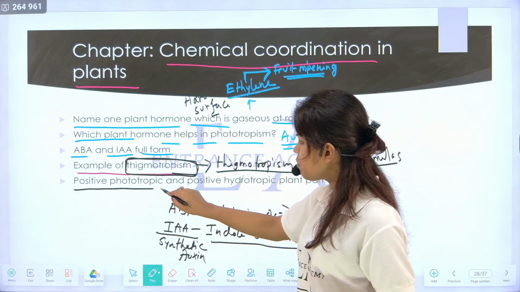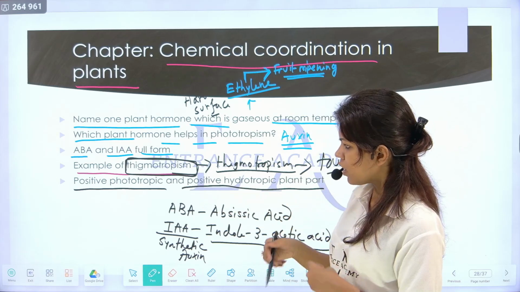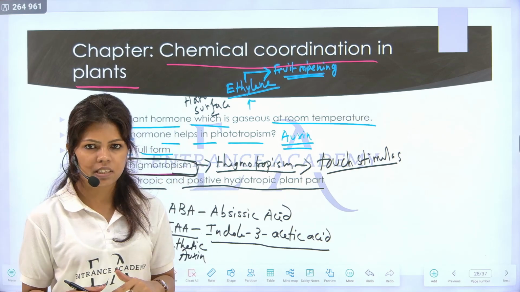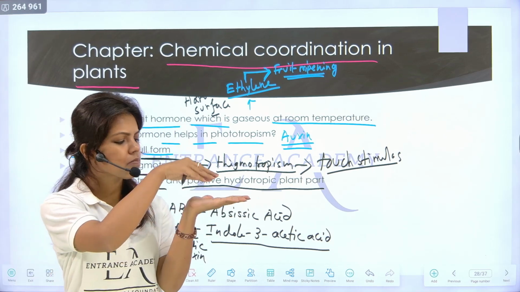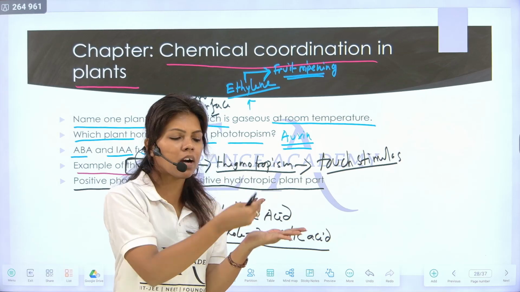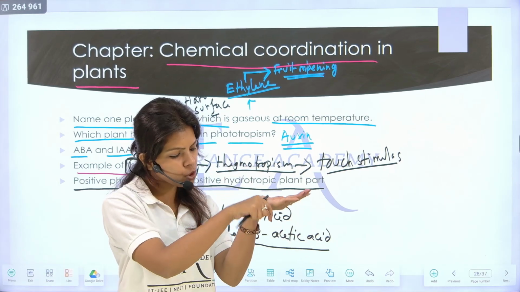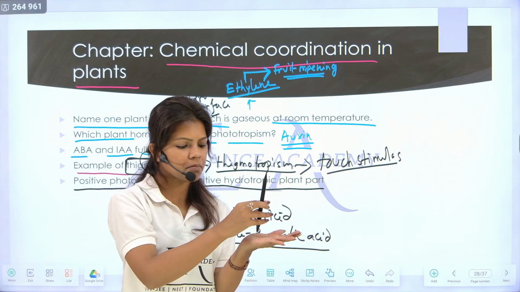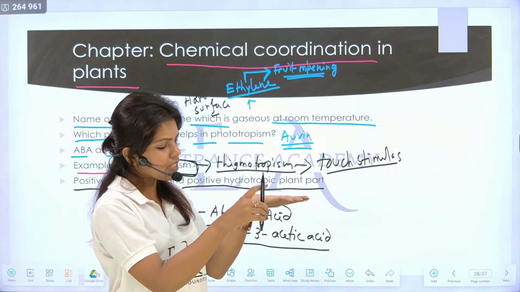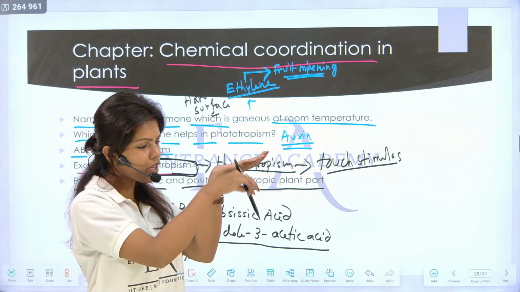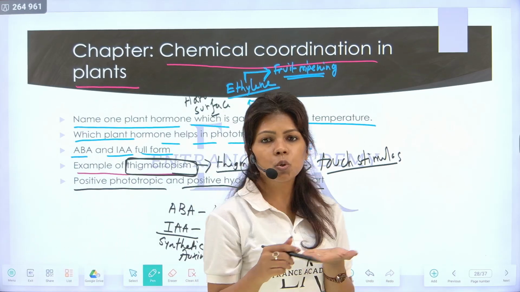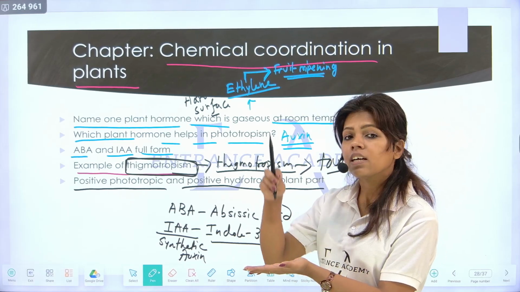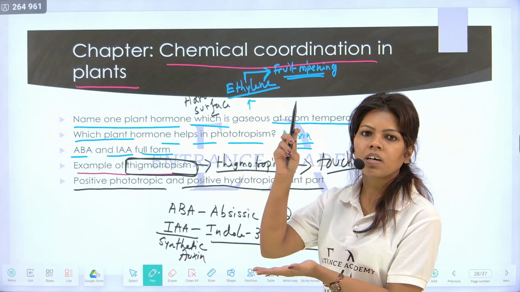Next, positive phototropic and positive hydrotropic plant part. Phototropic plant part means the part of plant which moves towards the sunlight. And as we know, if a seed is implanted, the shoot part will grow towards the sunlight and the root will move towards the center of gravity. So the shoot is a positive phototropic as it is moving towards the sunlight, whereas the root is the negative phototropic. It is going away from the sunlight. On the other hand, root is the positive geotropic because it is moving towards the center of gravity, and shoot is the negative geotropic. It is going away from the center of gravity.